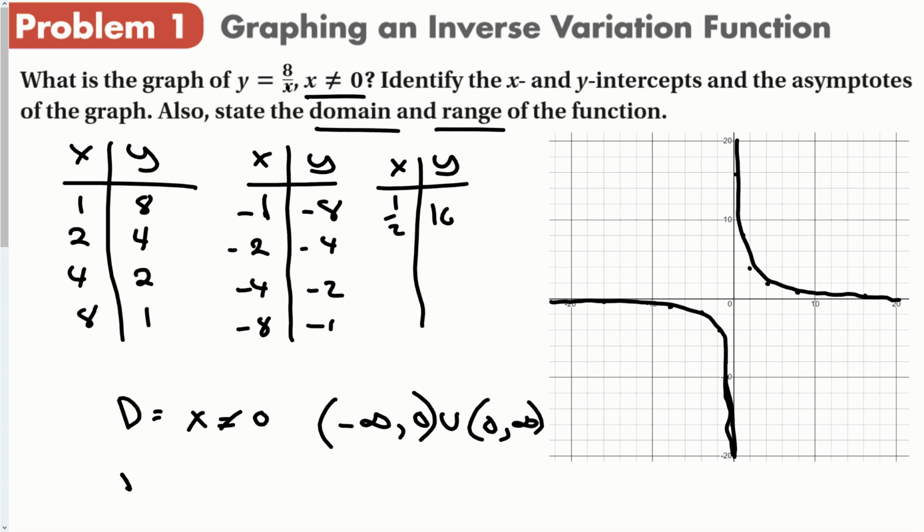Okay? The range is everything except for 0. So the same thing for the range, -infinity to 0, not including 0, union 0 to infinity. Interval notation is better as a way to represent domain and range, right? So what this is saying is everything except for 0. It's not including 0 because I have a parenthesis and not a bracket.